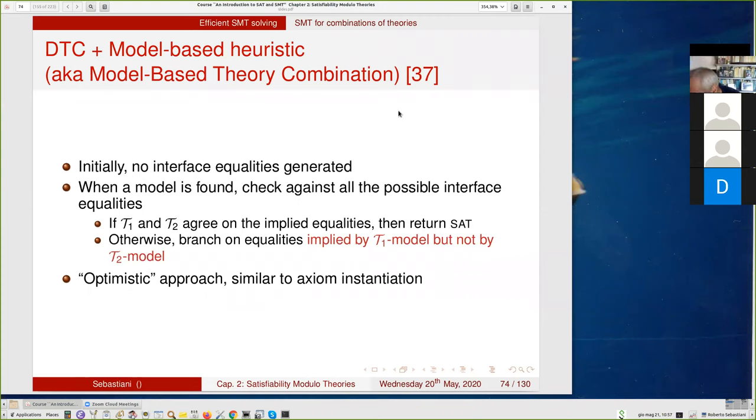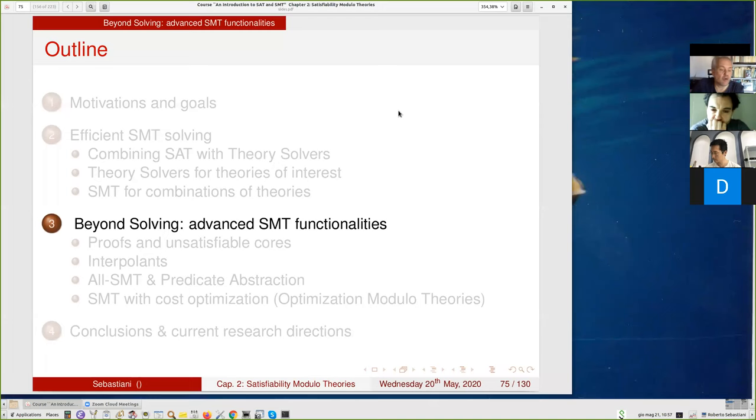Okay, I think we are done for today. Do we have any question about this? No? Okay, so take a look, and tomorrow will be the last class, which concludes the part of solving, okay? Tomorrow we look at other capabilities: how to generate proofs in a SAT course, interpolants, we just say something about all-SMT and predicate abstraction, and we hint something about SMT with cost optimizations. Okay? So tomorrow, remember, 1 p.m.